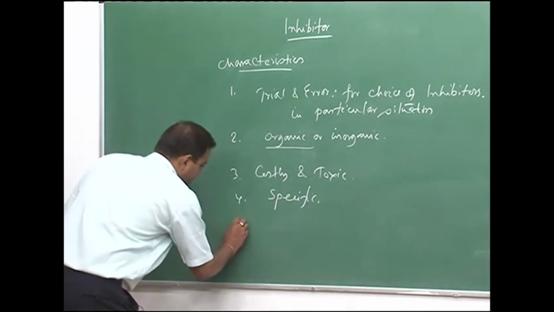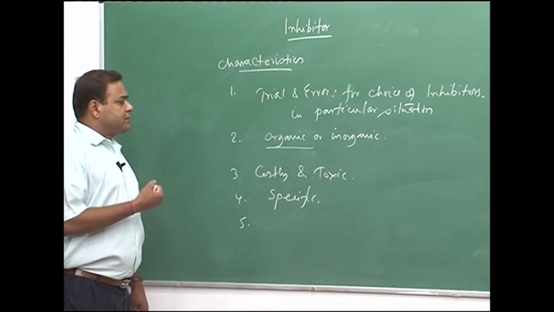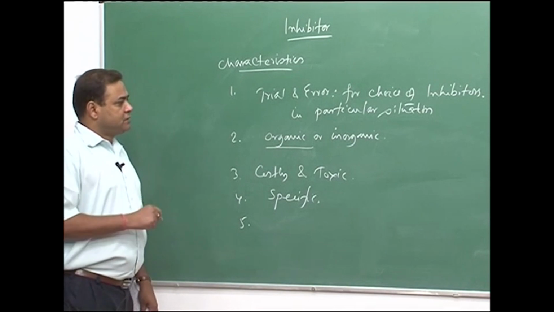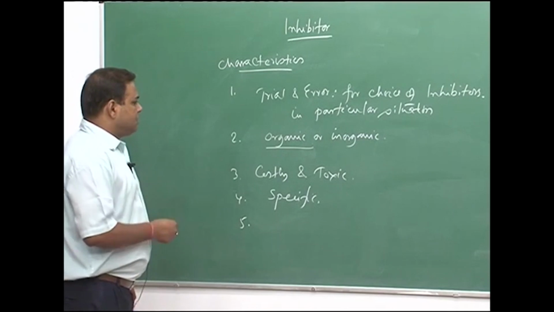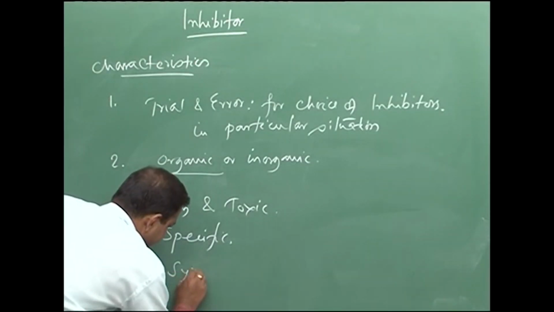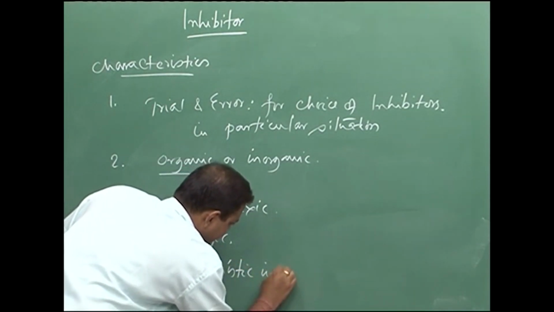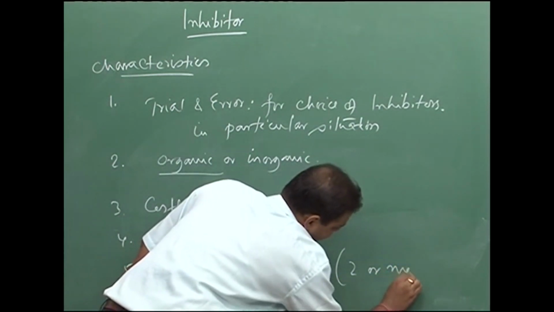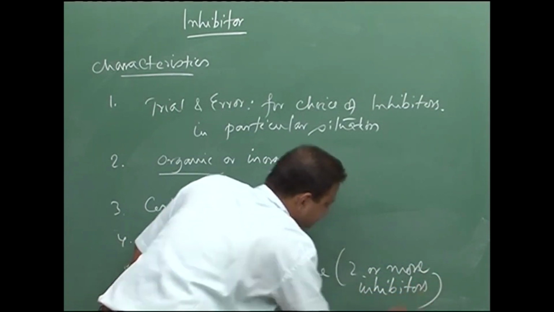Let us say we have a particular metal M, we need to protect that metal from corrosion, then we think of some inhibitors, let us say 2 inhibitors are added. Those 2 inhibitors will act synergistically, that means both will work in tandem. So, synergistic in nature in case of 2 or more inhibitors.